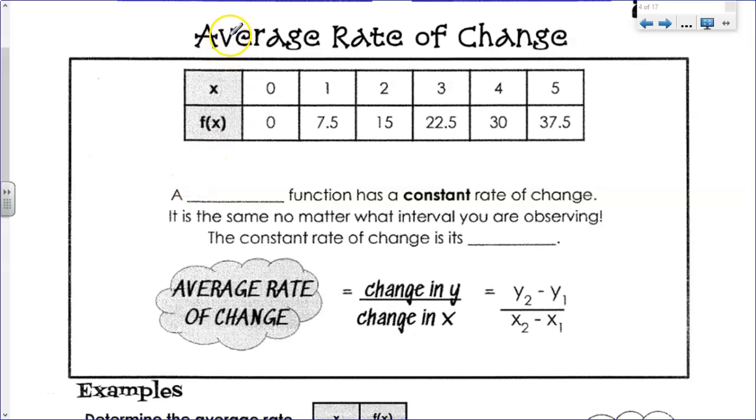Okay guys, today we're going to talk about average rate of change. You'll see tables, you'll see functions, different things that you can find the rate of change.